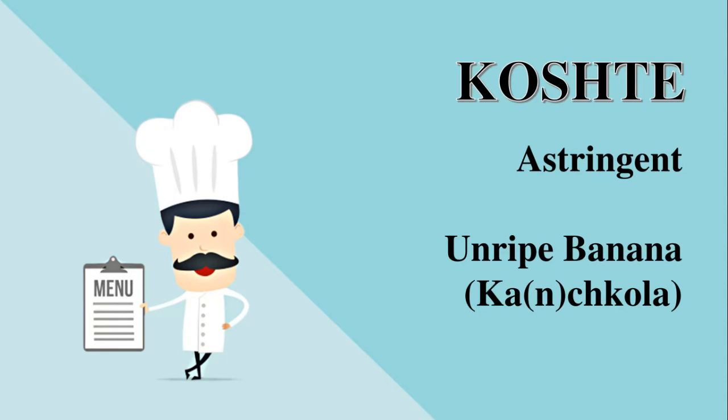The final word for taste is koshte. It stands for astringent. Now all unripe fruits have more or less this astringent taste. I have given an example of an unripe banana, which is kaach kola. But koshte is that weird taste when the fruit is neither sweet nor sour, and it's kind of chewy and not soft yet. So the taste it has at that time is koshte.